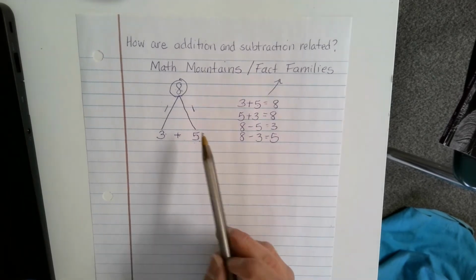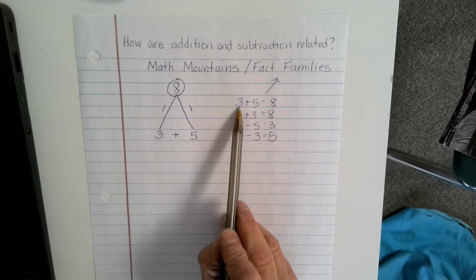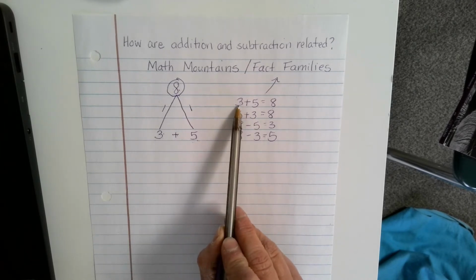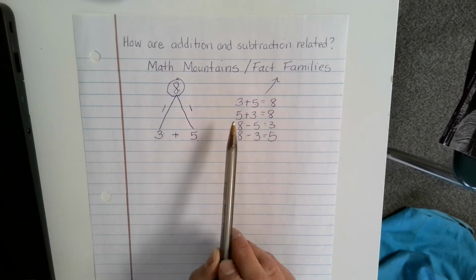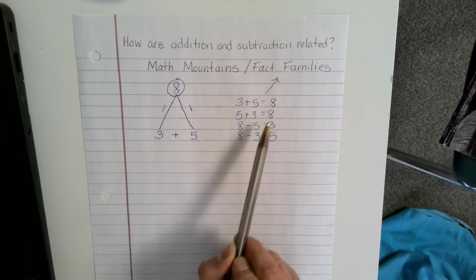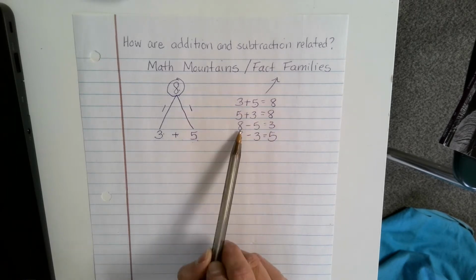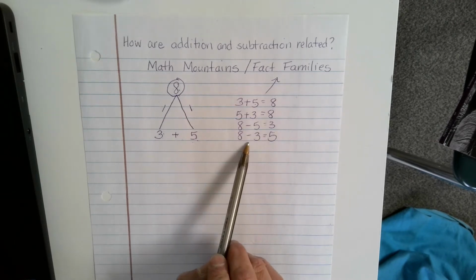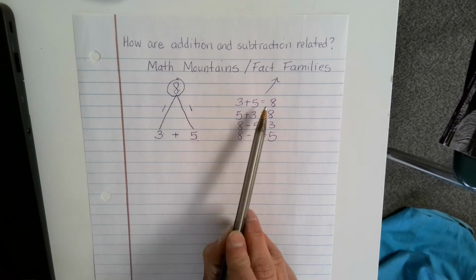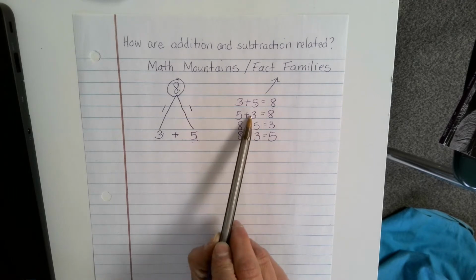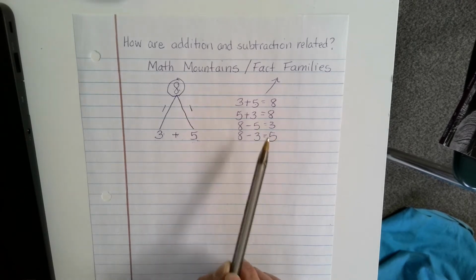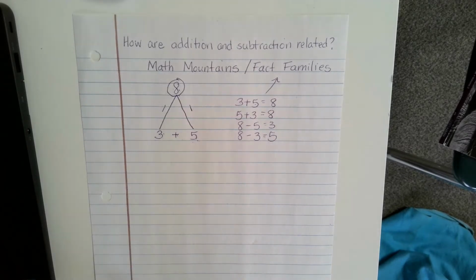Looking at this Math Mountain, we can come up with 4 equations at least, just to show their relationship. 3 plus 5 is 8, 5 plus 3 is 8. But you can also start with 8 and take 5 away and get 3 left, or start with 8 and take 3 away and get 5 left. That's because subtraction undoes addition and addition undoes subtraction. They are opposite operations. They undo each other.